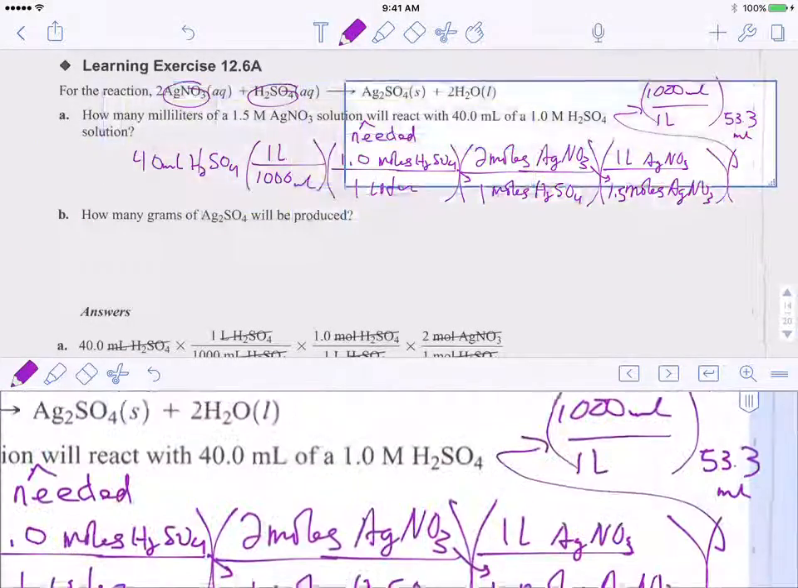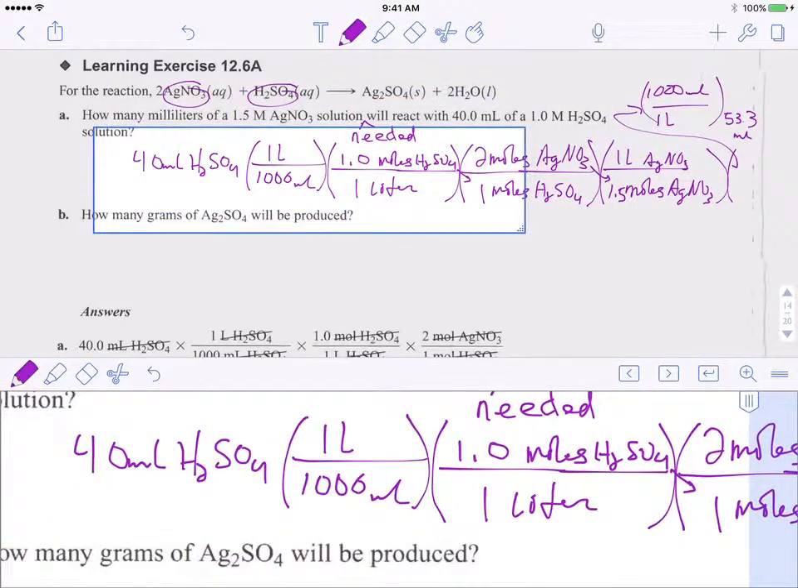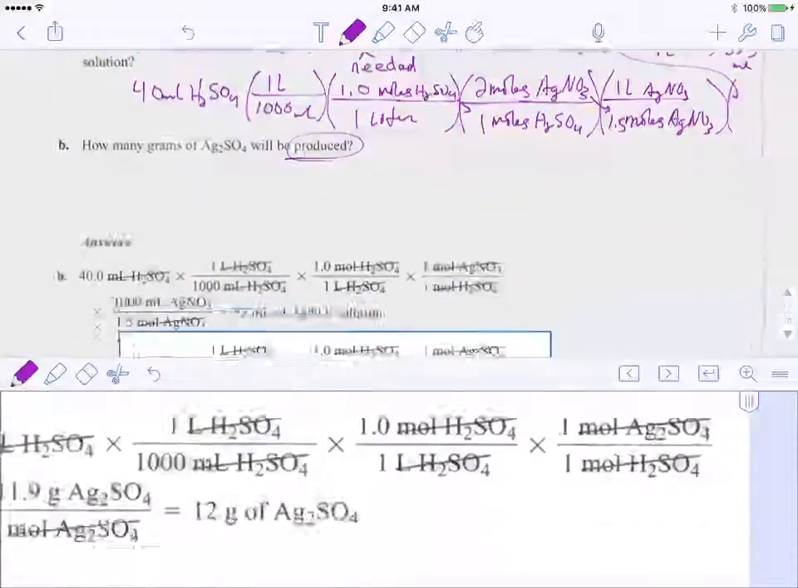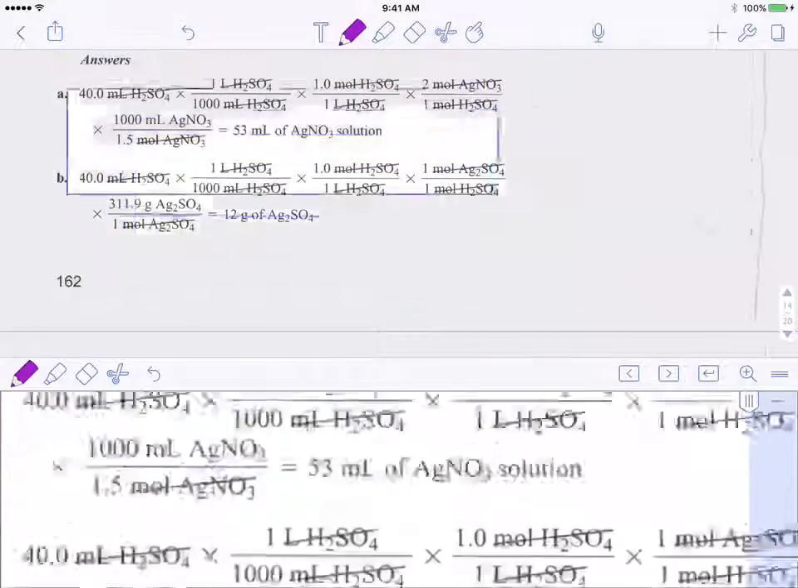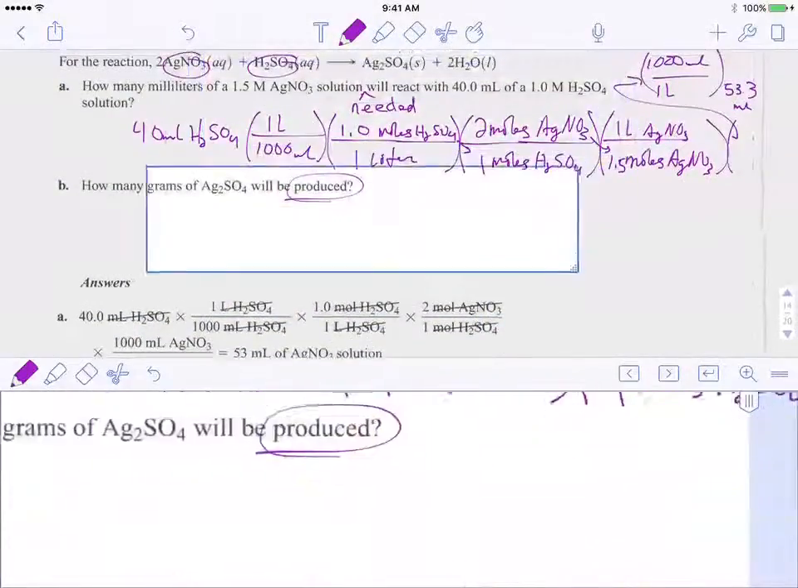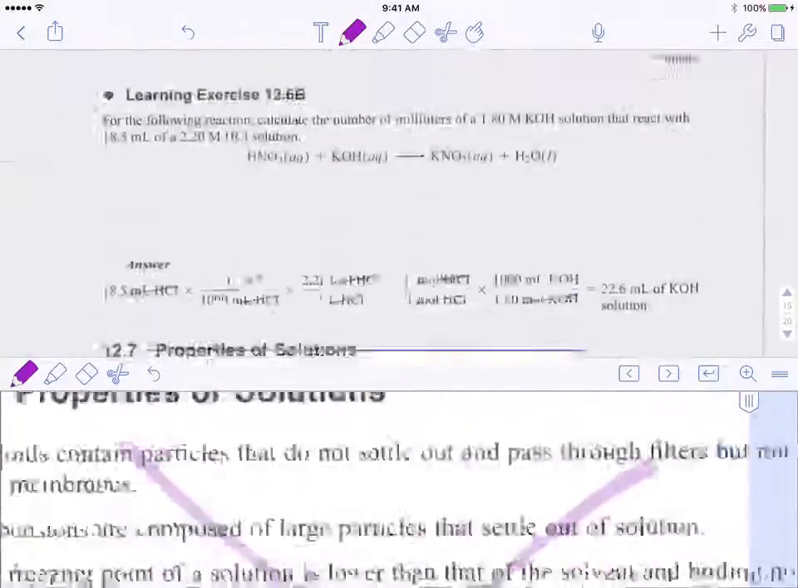And there we go, that's how we do this. Now how many are going to be produced? Well, that's another molar ratio problem. Same thing, if you need help, here are your answers. Work the problem first, then check your answer. And finally, here we go.